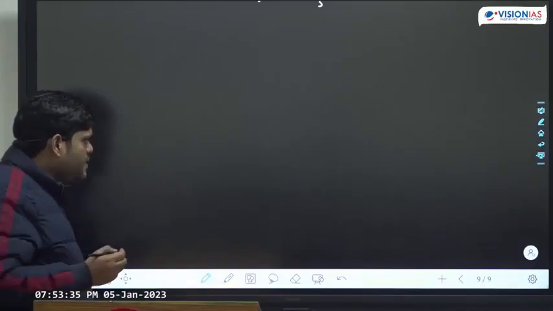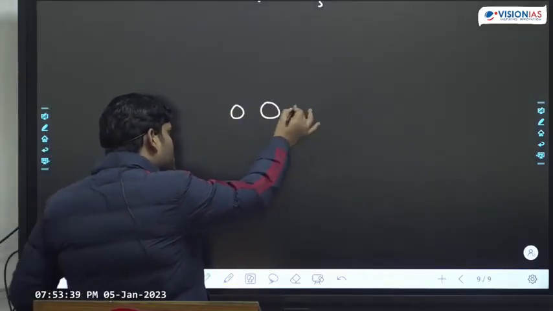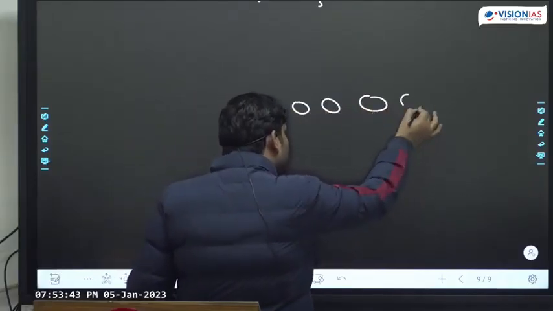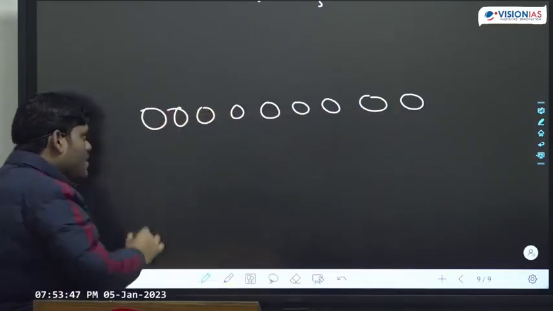Let me give you a puzzle. Actually, this puzzle can come in the examination. We have 9 balls.